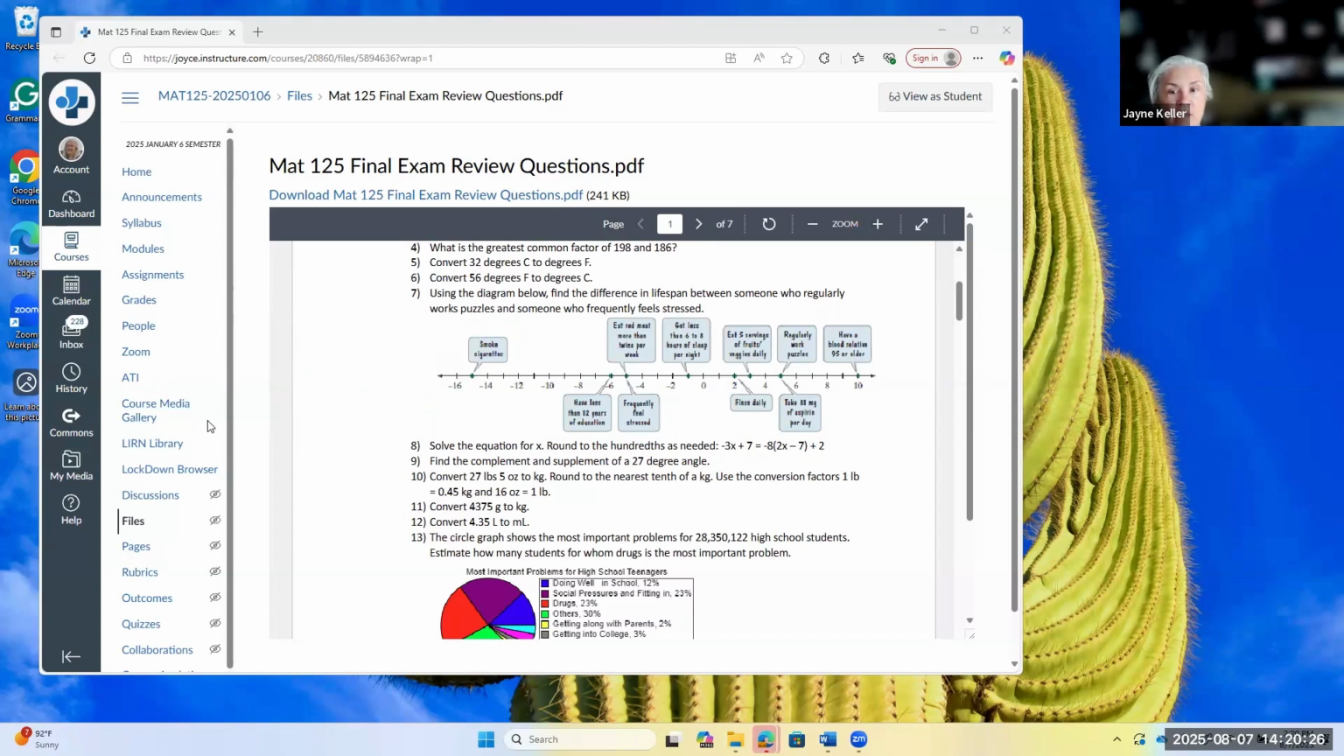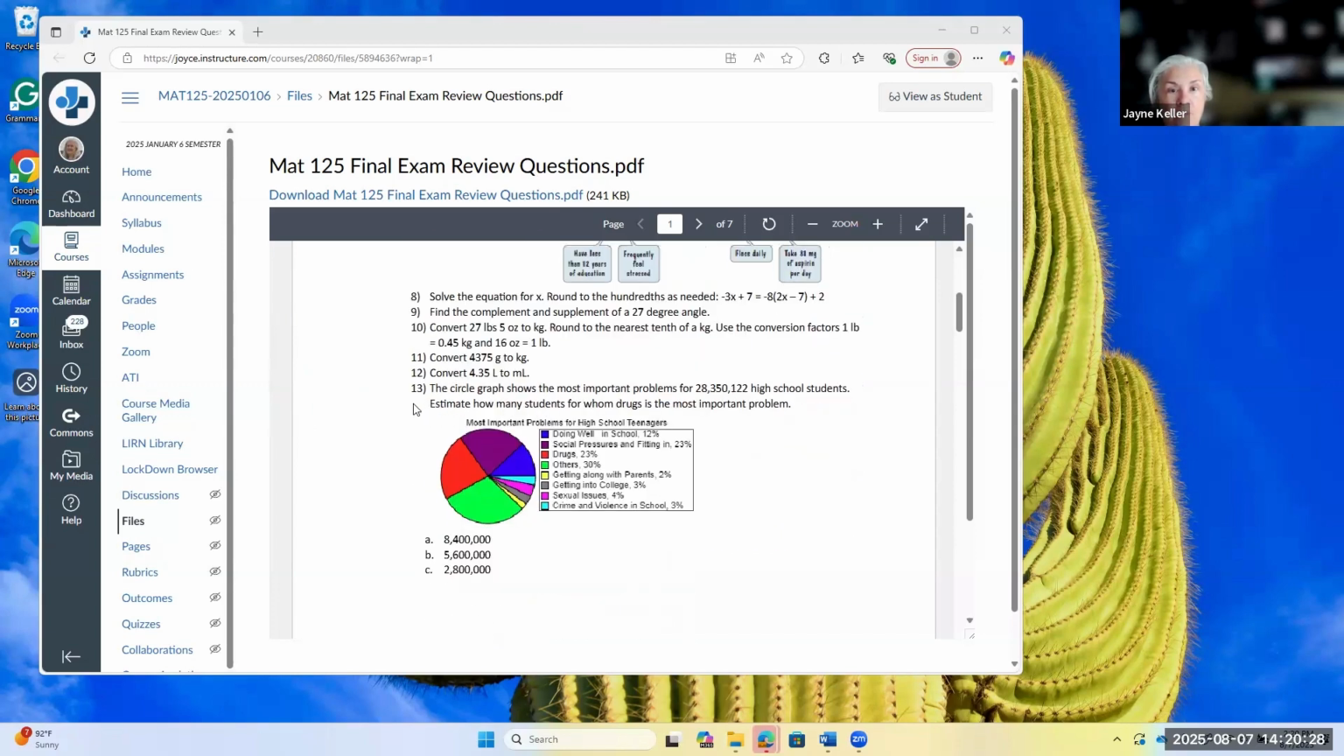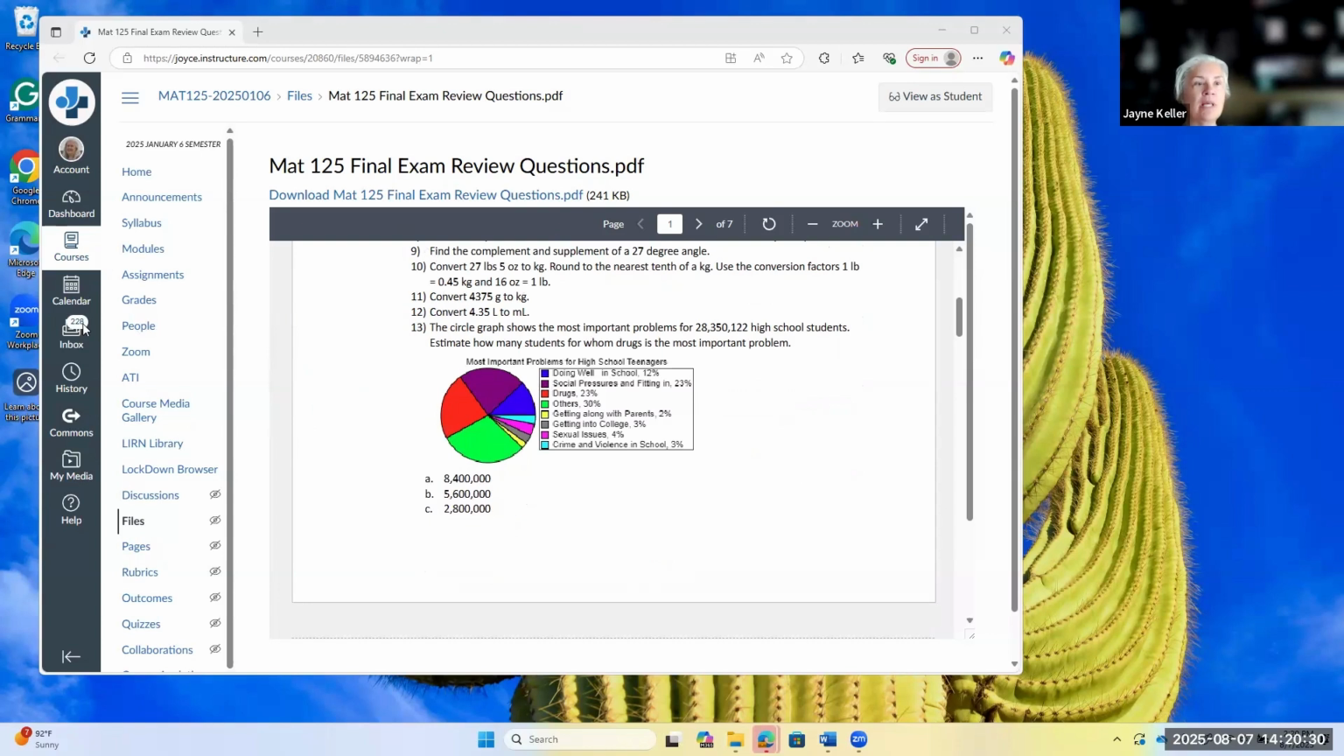All right, and then let's see, we did number 8. And then number 9, we have the complement and the supplement. And remember, the complement is the number of degrees in an angle that would give me a total of 90 when I combine with this. So for the complement, I'm just going to take 90 and subtract the 27 degrees. So that's going to give me 63.